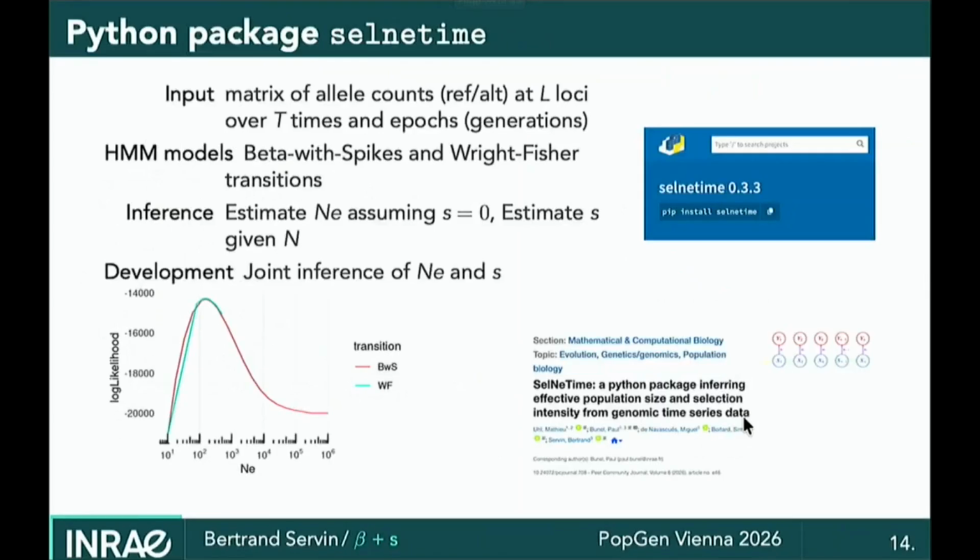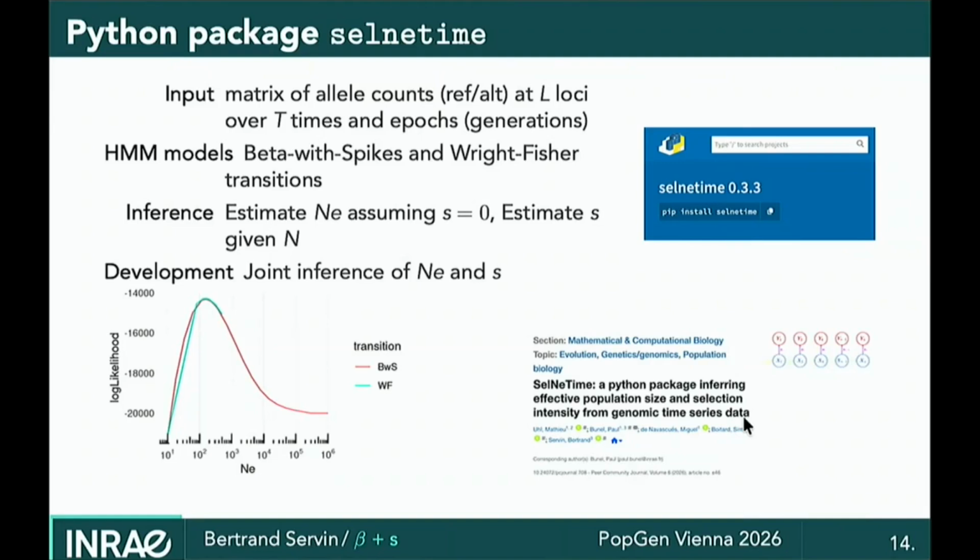Okay, so what we did recently, with Paul and another student, Mathieu, who was working with us, is that we implemented all this in a Python package called selAnytime. And what it does is that it takes as input the matrix of allele counts, reference and alternative, at all the loci in your genome, and then it estimates Ne, assuming there is no selection, and then it estimates S conditioning on this effective population size.